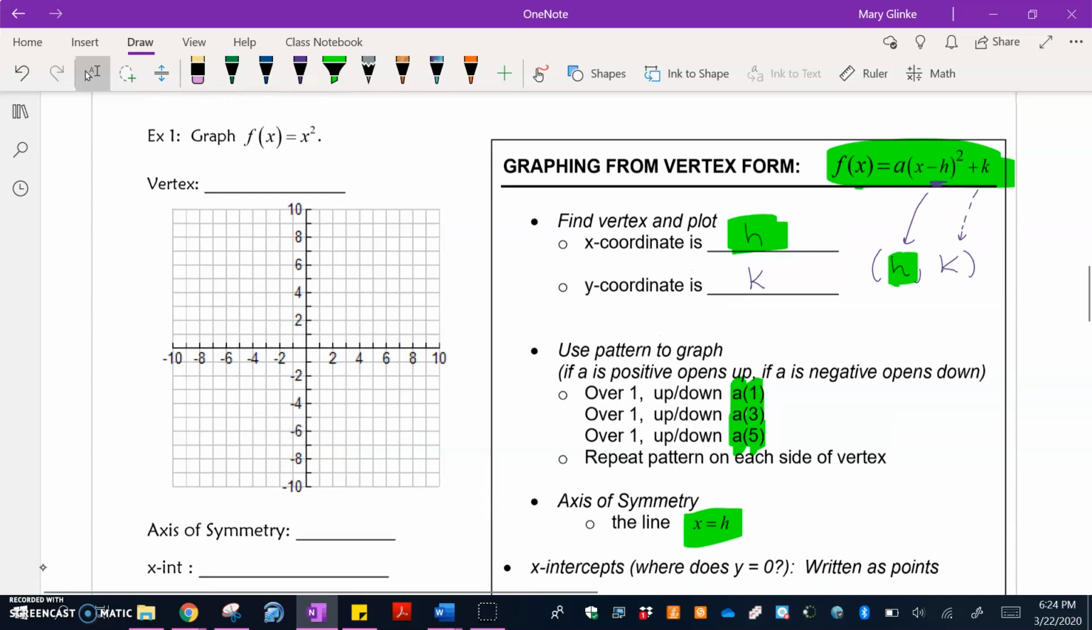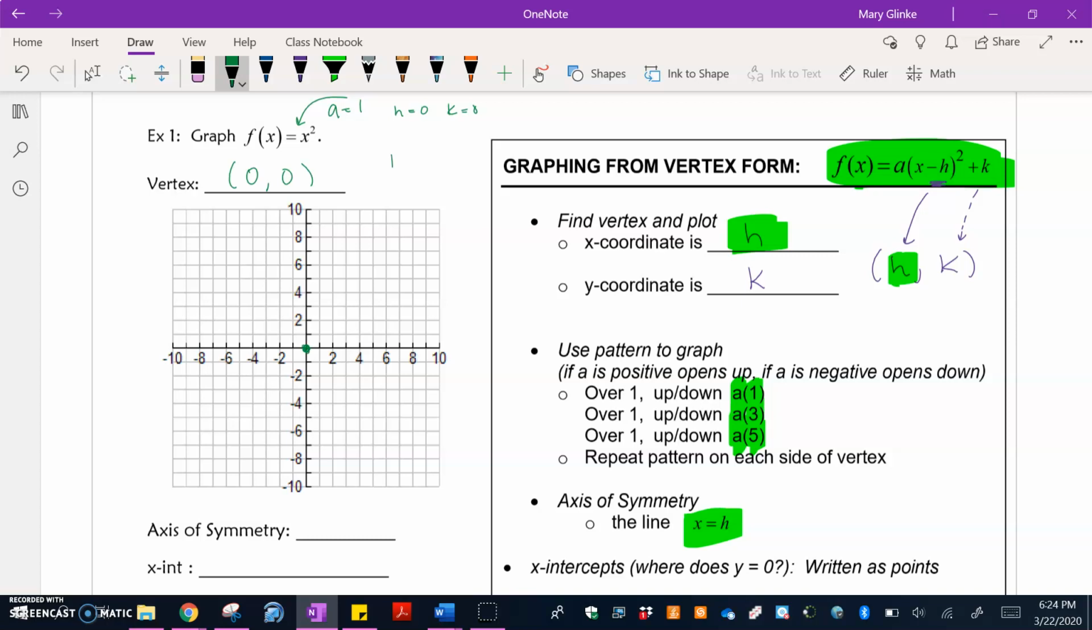So let's look at specifically the parent function. You'll notice with this example 1 that a is 1. There's technically a 1 out in front. H and k are both 0, meaning we're not shifting left and right or up and down at all. So therefore our vertex is going to be 0, 0.